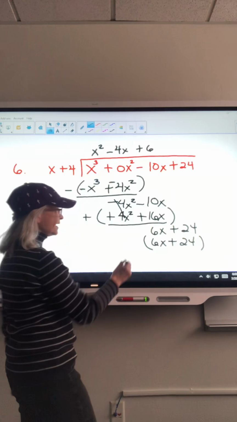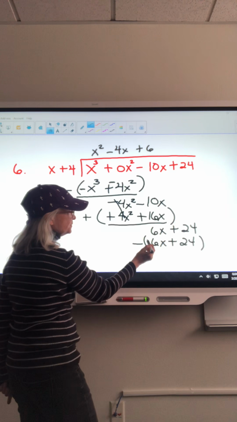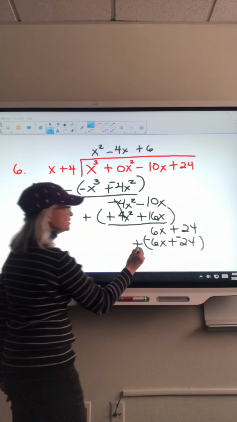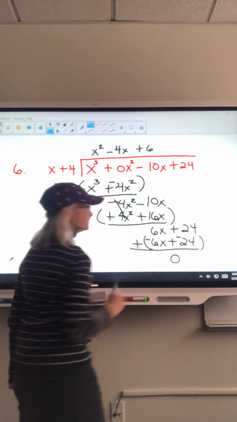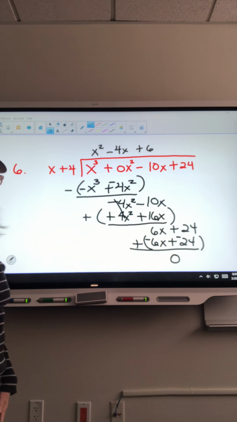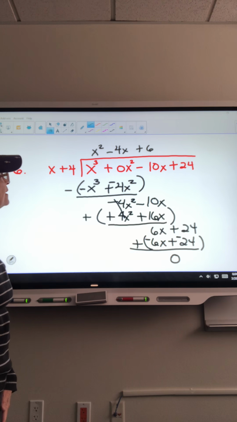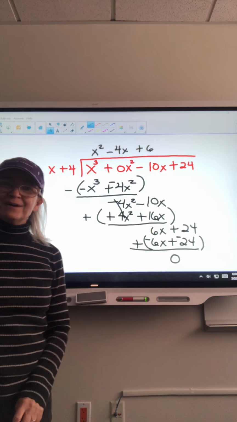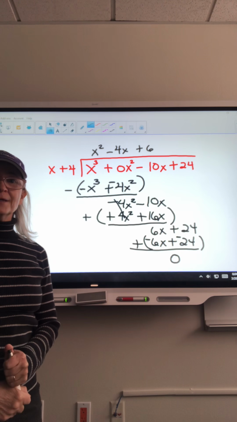And then I subtract. I distribute it here. I distribute it here. Follow the rules for addition. So this cancels out, gives me a 0. So I have no remainder. My answer is x squared minus 4x plus 6. And that is how you divide a polynomial by a polynomial.